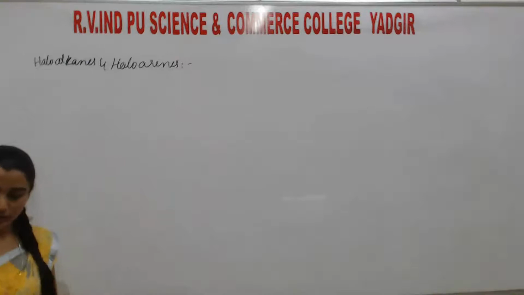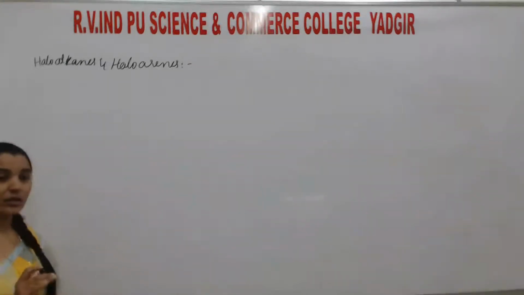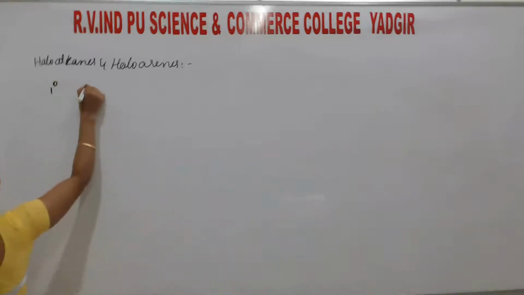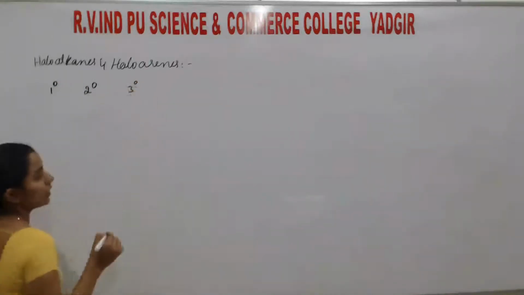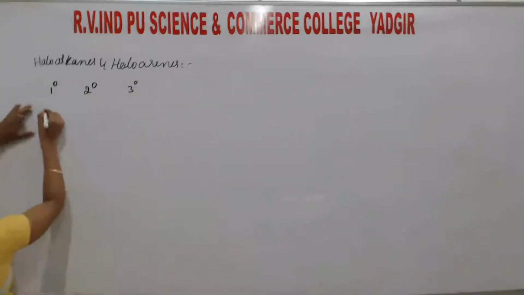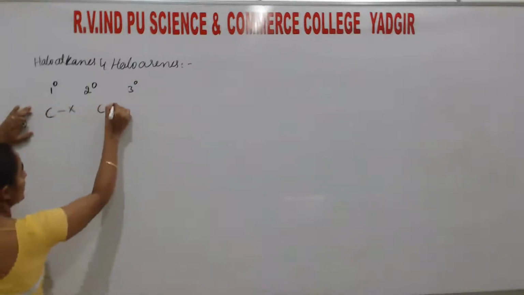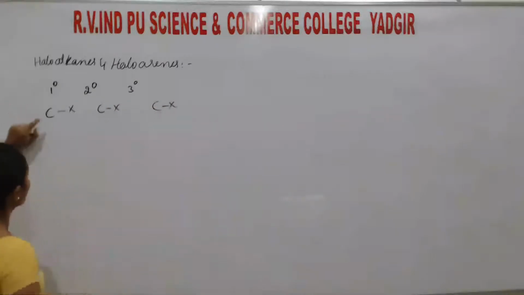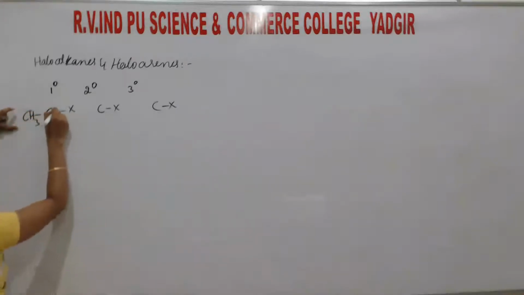Okay, so as I told you, nomenclature is there and also classification is there. In that classification, three types are there: primary alcohol, secondary alcohol and tertiary alcohol. Primary means you take the C-X bond. Here also secondary means C-X bond, tertiary means C-X bond. If the halogen which is attached to the carbon, that is further attached to another carbon like this.